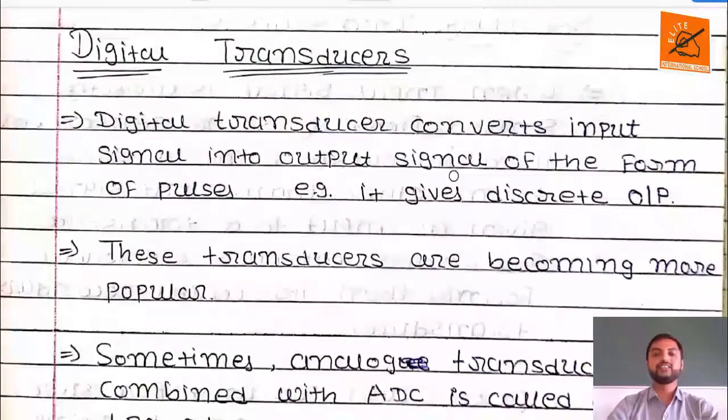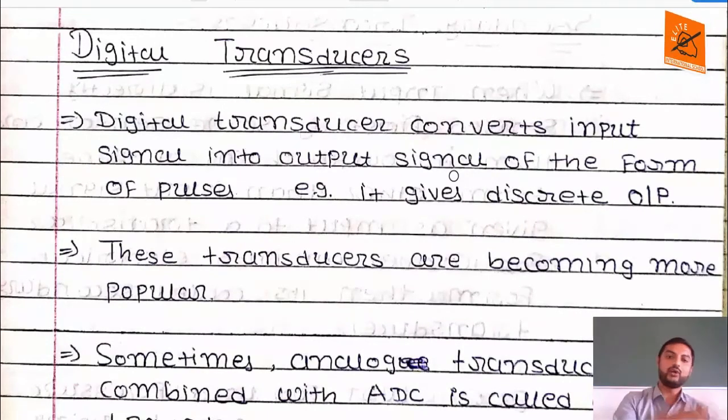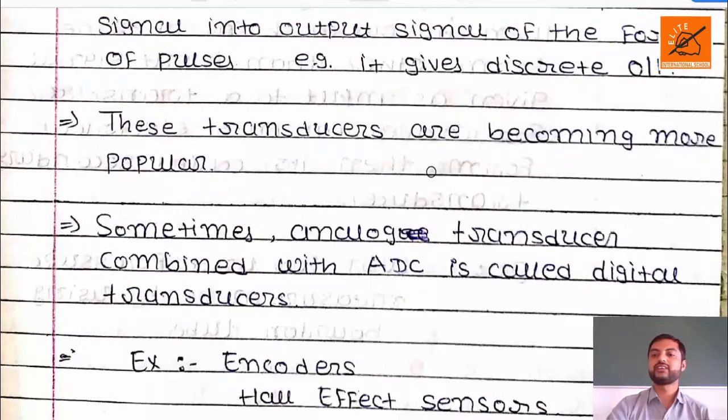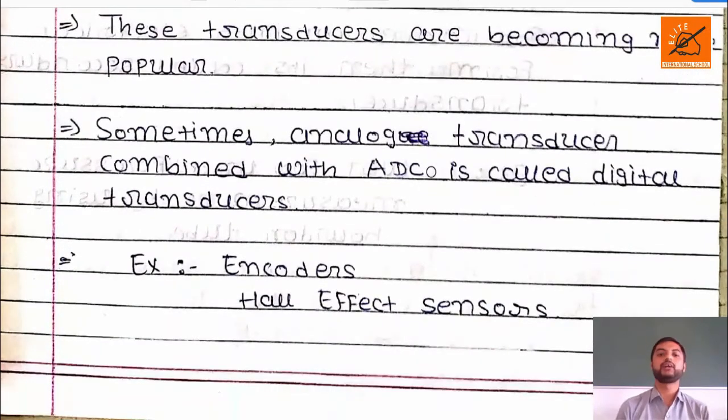Next one is digital transducer. As we have seen, an analog transducer converts analog or continuous signal to the respective signal. In this type of transducer, it will convert digital signals or pulsative signal to the output. Okay, these transducers are becoming more popular.